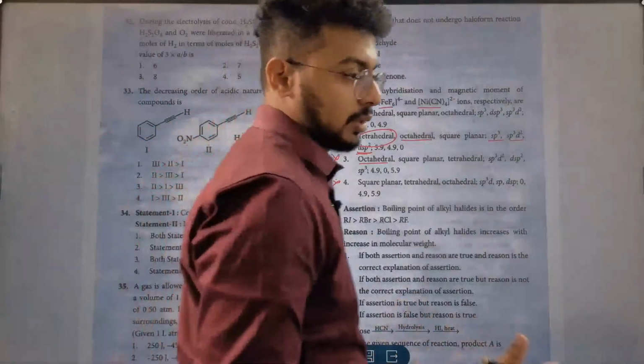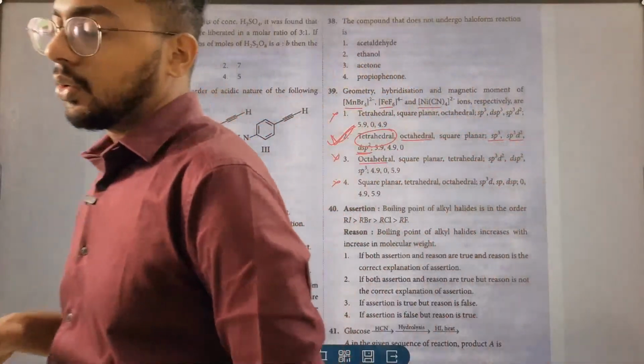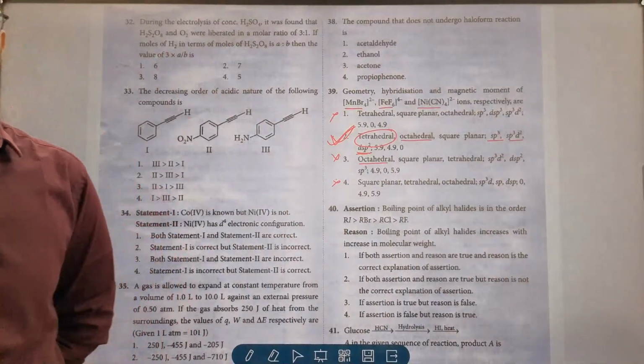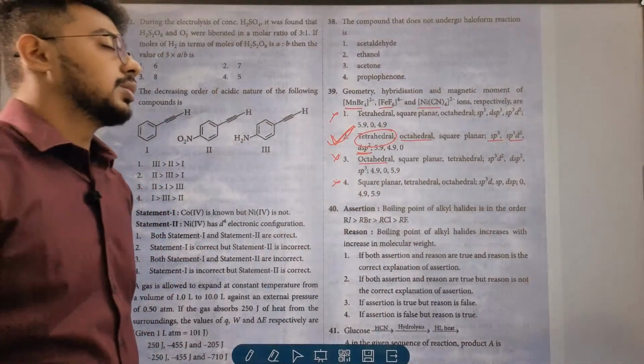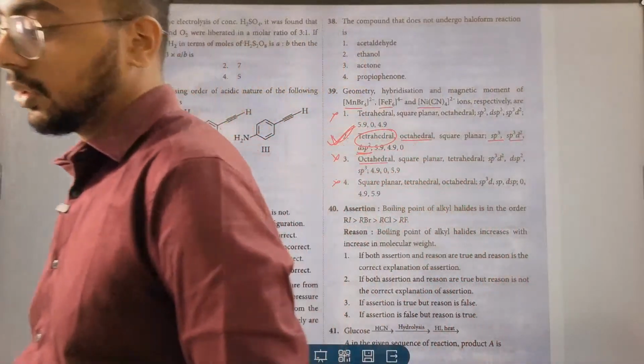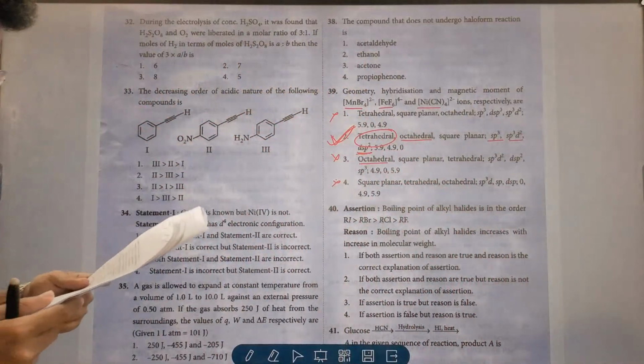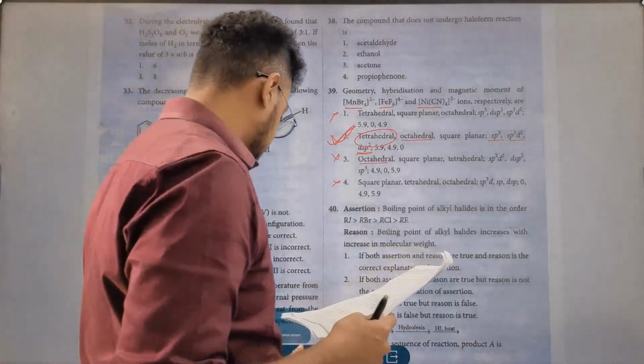So after completion of the live, you just pause the video and you can take notes of the octahedral and tetrahedral complexes. That is how to find the hybridization, and you can solve questions. Okay, so this is about the 39th question. We'll move on to the 40th question.